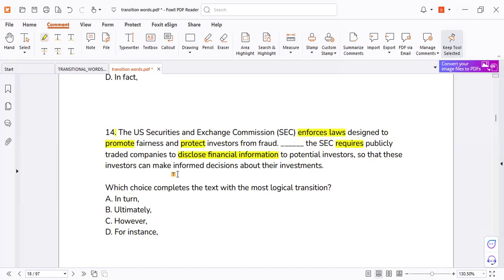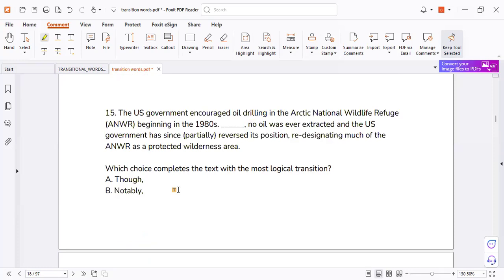You found it? So this is proof. So for instance, or for example, or indeed, or in fact, is to give evidence to prove something. Ultimately, it's finally, so after steps or repeated actions happen. And in turn, as you know, cause and effect. So after that, in turn. So that's why. Yes, that's why companies keep secrets.